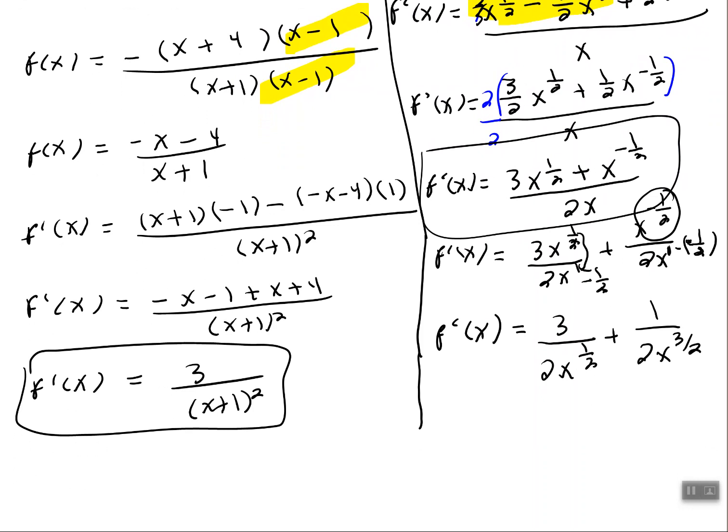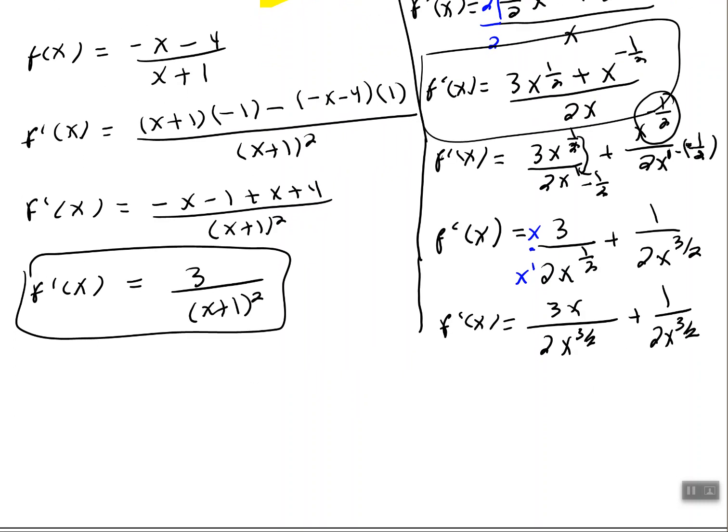The final thing I'm going to do is get a common denominator. I have x to the 1/2 and x to the 3/2. If I multiply by x to the first, then again I have that 1 plus that 1/2, which will give me 3/2. So I'll get 3x over 2x to the 3/2 plus 1 over 2x to the 3/2. And finally, I would have 3x plus 1. I can combine this into one fraction because my denominators are the same, like so.